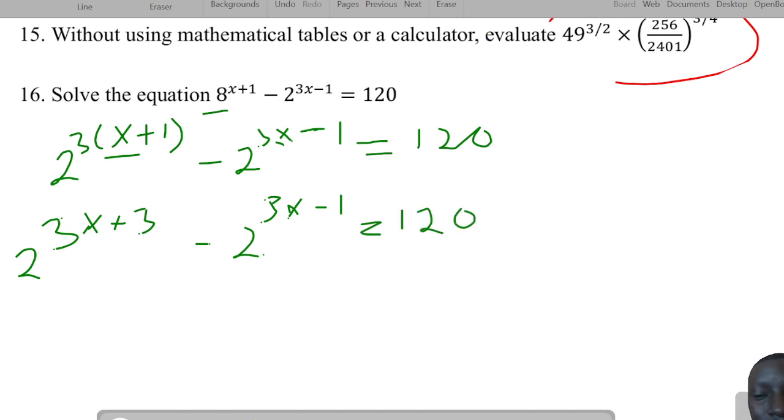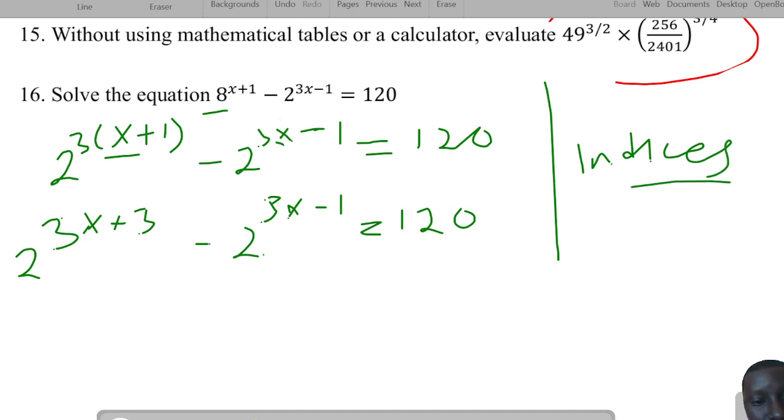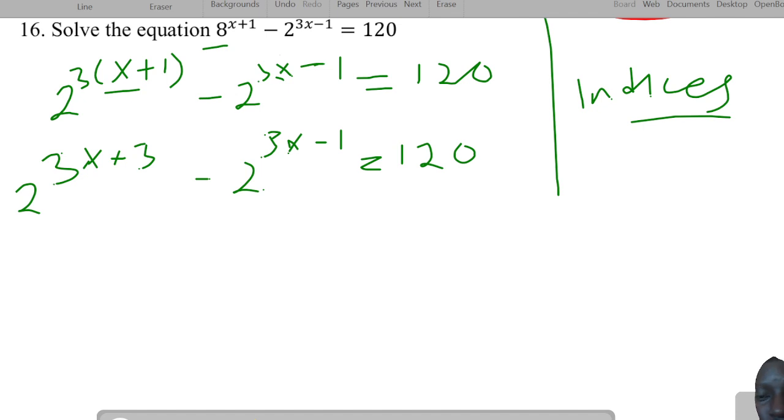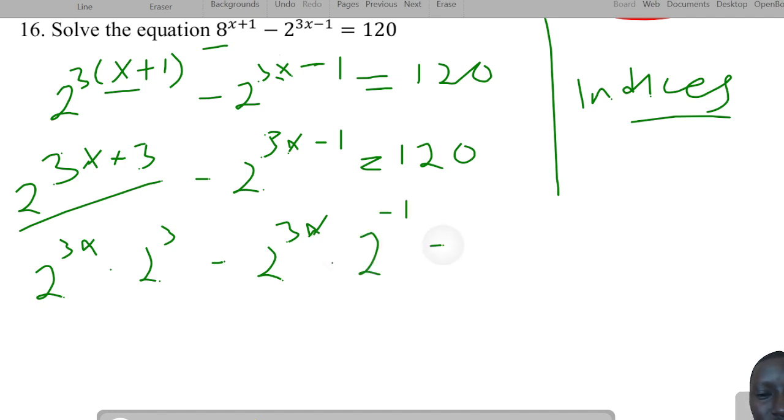So basically what we do here, we make use of the laws of indices. So from here, I want us now to use those laws that I will split this. So this one is 2 to the power of 3x times 2 to the power of 3, then minus 2 to the power of 3x, then times 2 to the power of negative 1 equals 120. So from here we say let 2 to the power of 3x be y. Let that one be y.